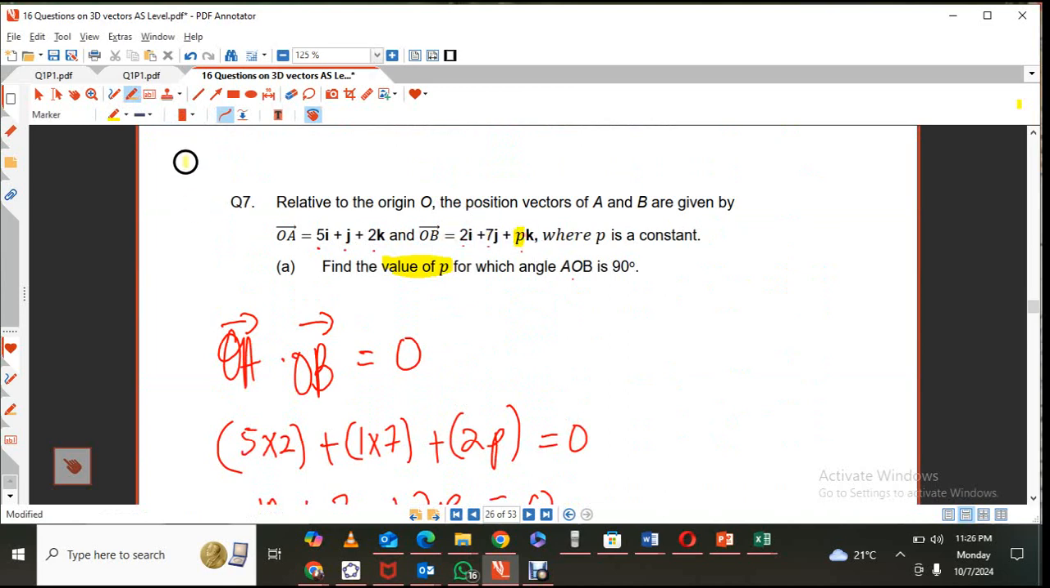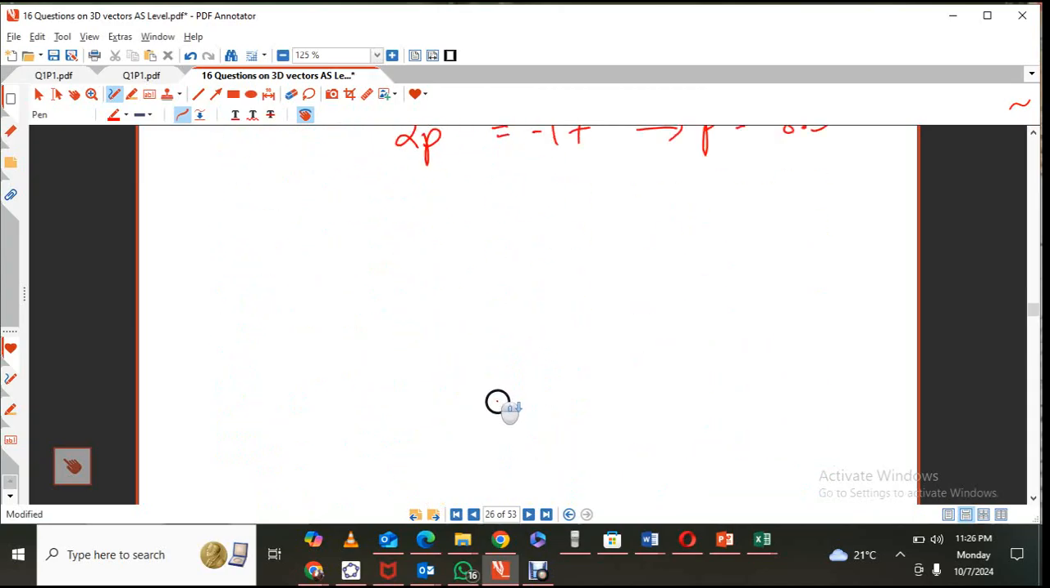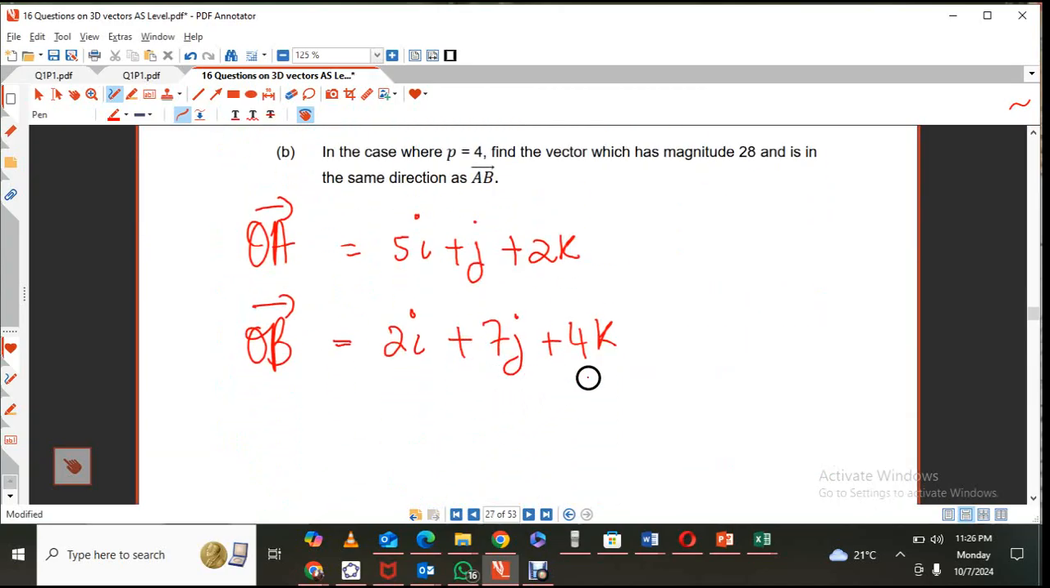So why am I writing a 4? Because they are saying to me that P is equal to 4 now. When P is equal to 4, so that's what I did over there. Okay. Now I have written down what I know. Again, before we do anything, we need to find AB. So AB is calculated by saying OB minus OA. Okay, position vector.